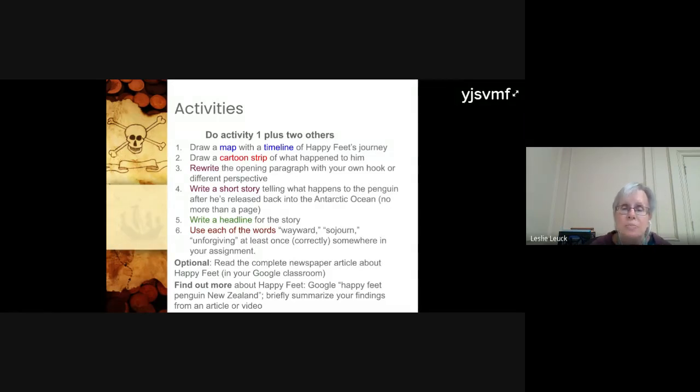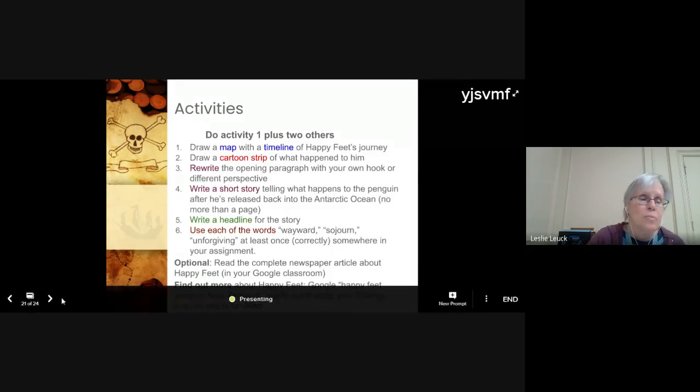Optionally, you can read the newspaper article, which should be in your Google Classroom. You can also find out some more about Happy Feet. I Googled Happy Feet Penguin, New Zealand. Then you can briefly summarize the findings of an article that you read or a video that you watch.